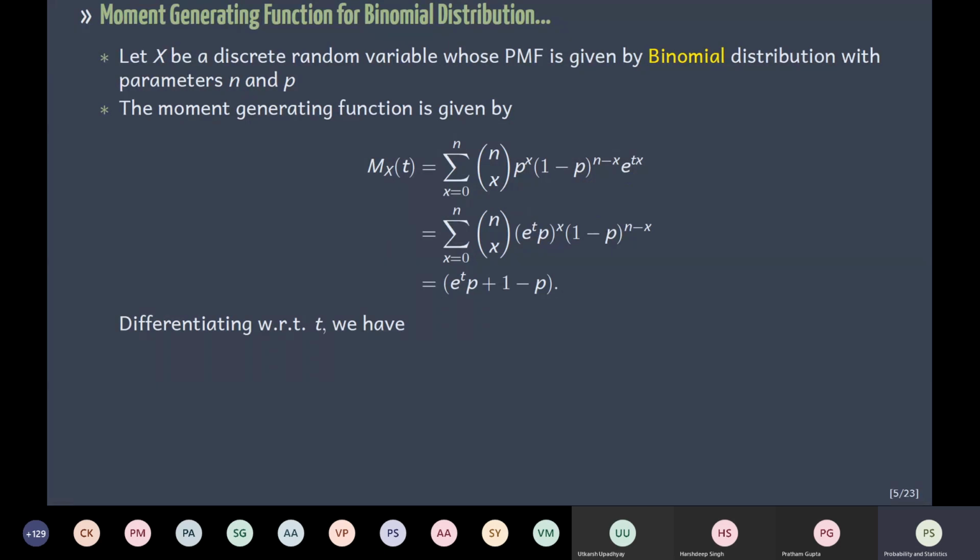If we differentiate this with respect to t, we get this. Now if we put t equals to 0 here, then we find that this comes out to be np, which we earlier computed as the expectation of the binomial distribution. So once I have a moment generating function, I can generate higher order moments by taking higher order derivatives and substituting t by 0.